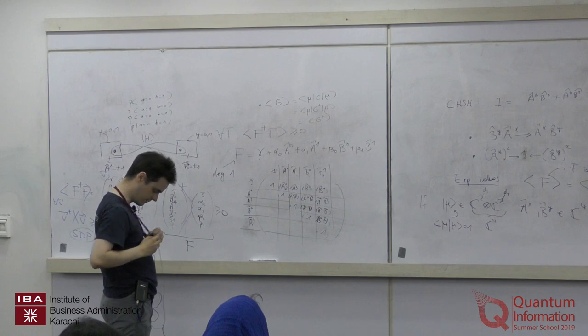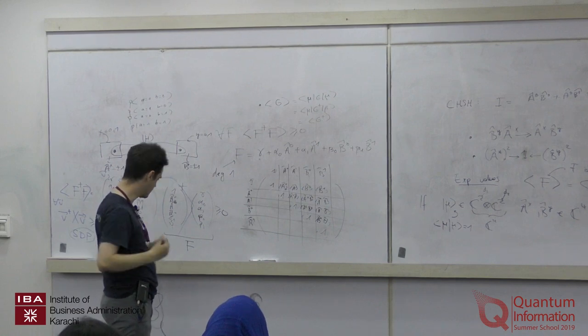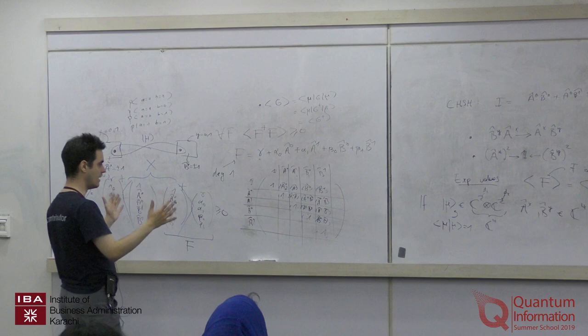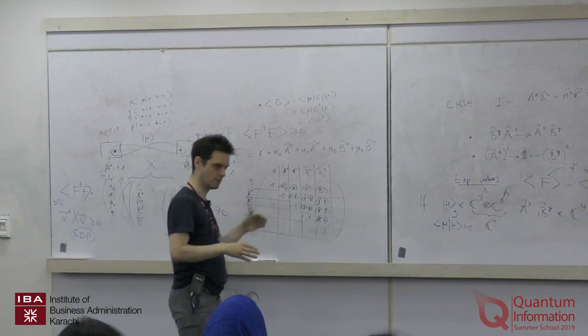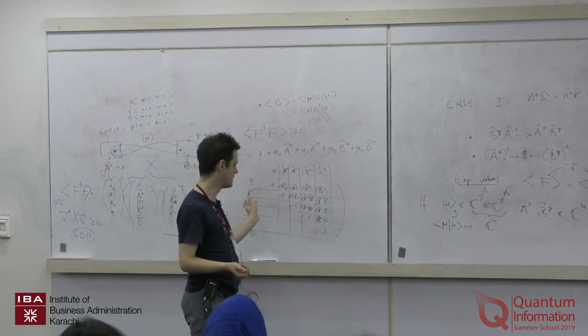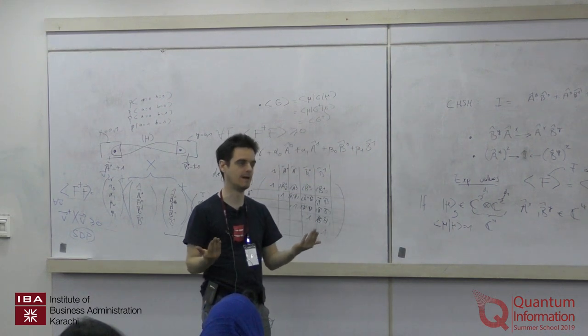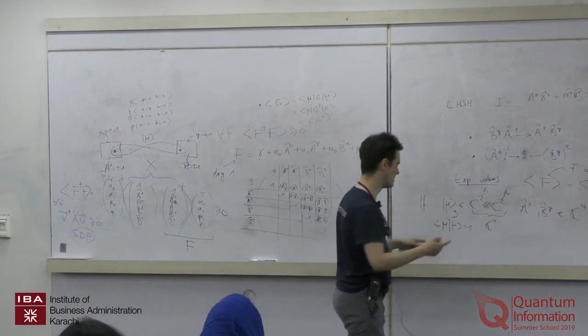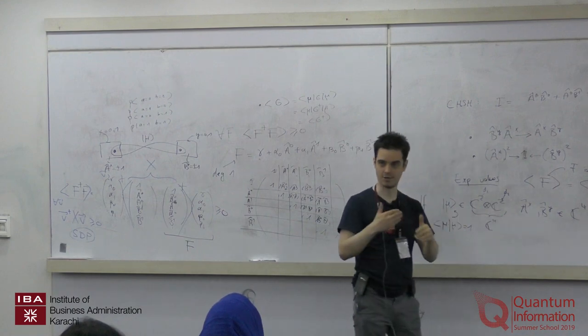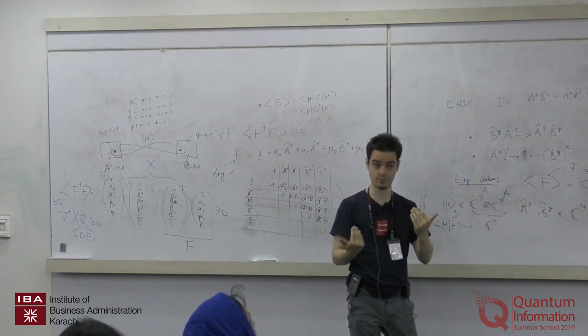I just want to check that the microphone is at the right height. Yes, that's okay. And now you do this, you obtain a bound. Actually, for CHSH, as we will see in the lab, this bound is 2√2. And then if you optimize over qubits, you will find an explicit solution that gives you 2√2.